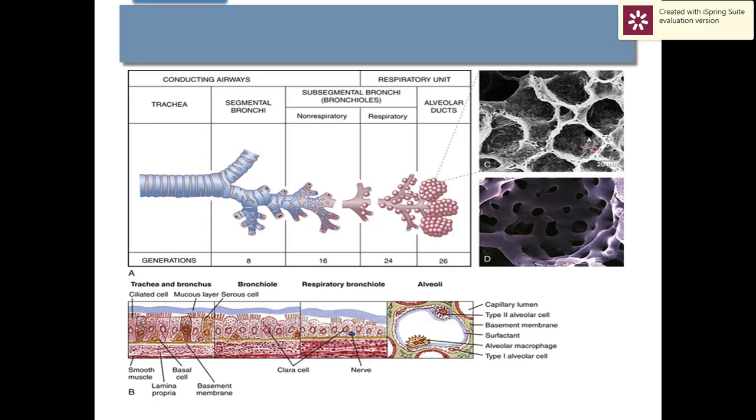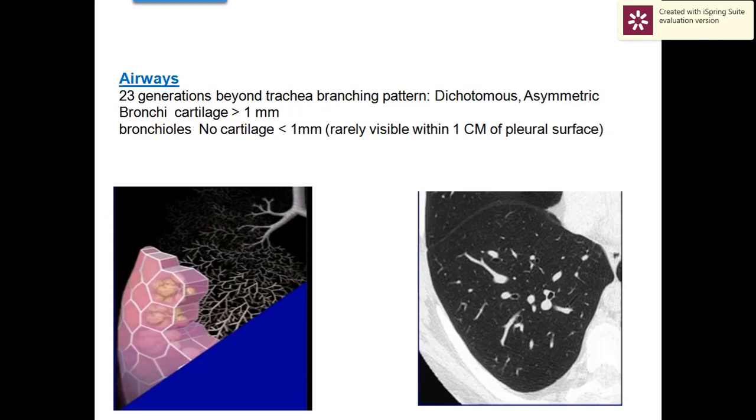Of course, the airway is divided into more than 23 divisions: segmental bronchi and subsegmental bronchi to the alveolar duct, 23 generations beyond the trachea, dichotomous asymmetric bronchi. We call them bronchi if there is cartilage supporting the wall and the diameter is more than 1 millimeter. Bronchiole if there is no cartilage and the diameter is less than 1 millimeter, and it will be rarely visible within 1 centimeter from the pleural surface.